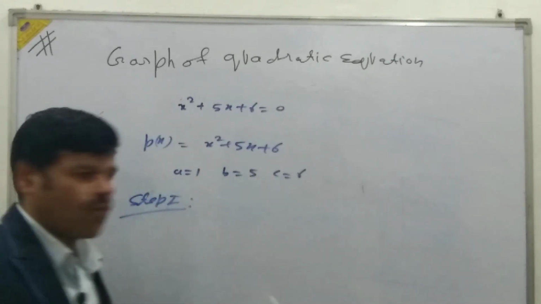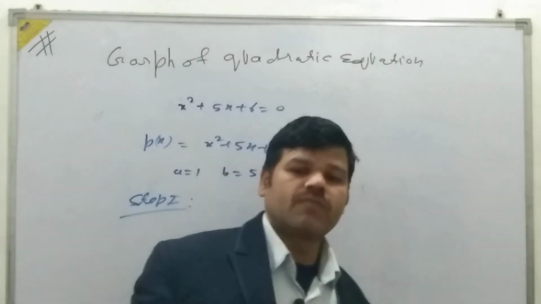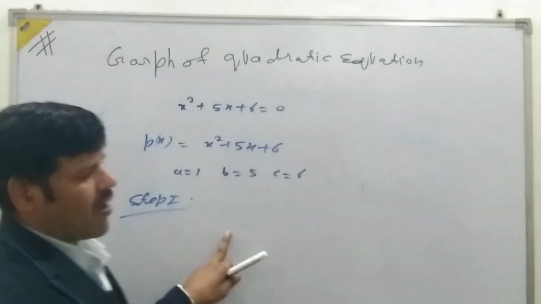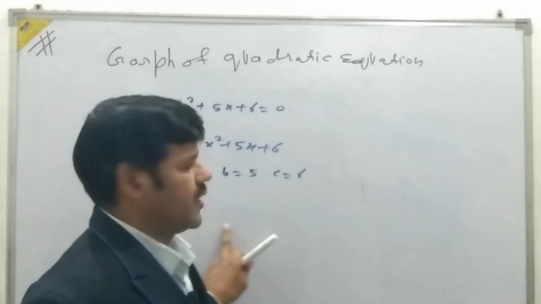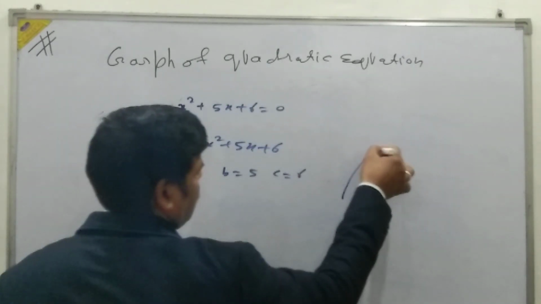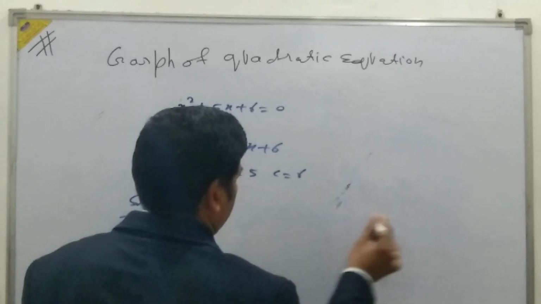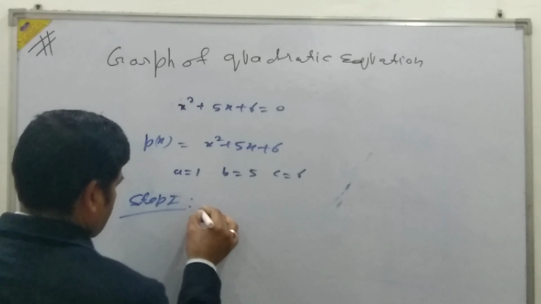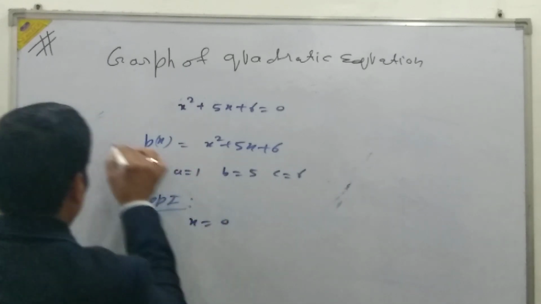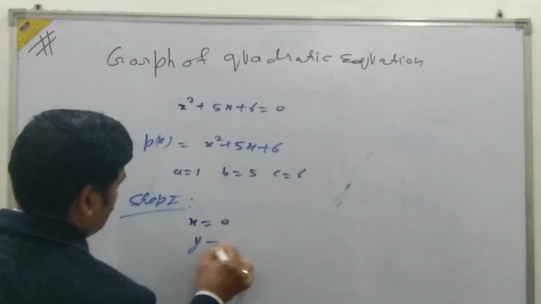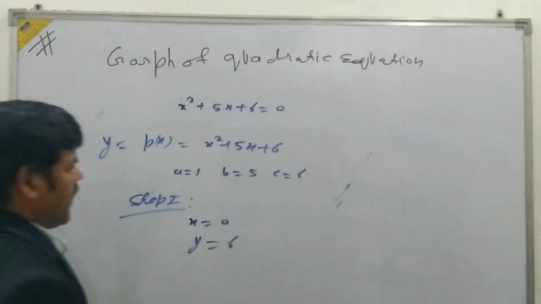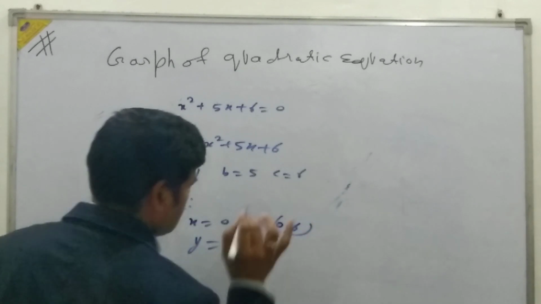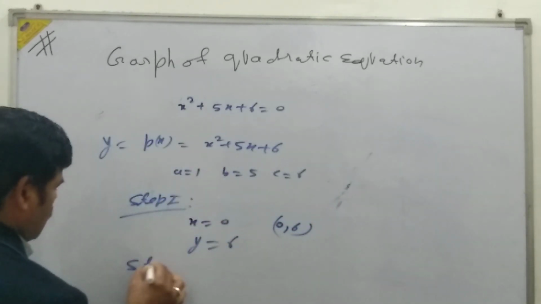Step number one: identify whether the leading coefficient is positive or negative. The leading coefficient is positive, so the graph will be an upward parabola. Clear? Put x equal to 0, then y equals 6. So this point is 0 comma 6.